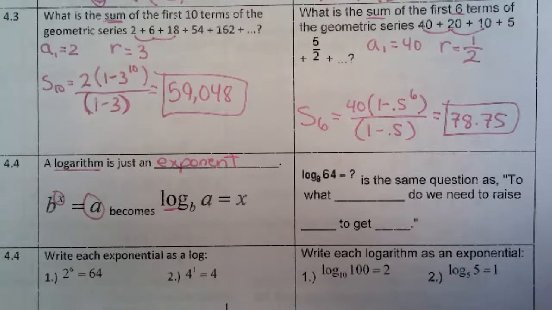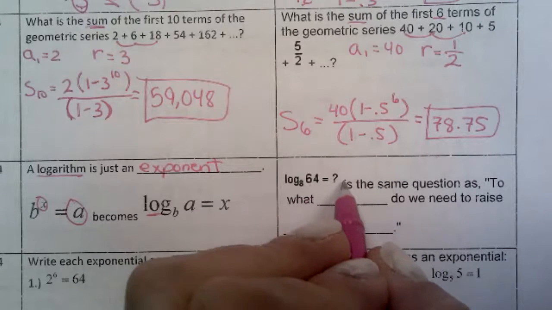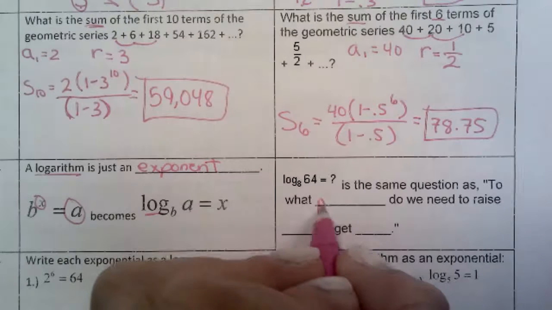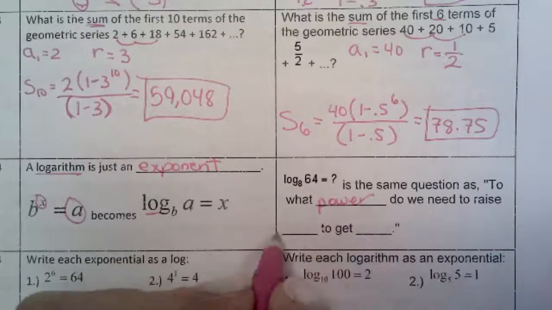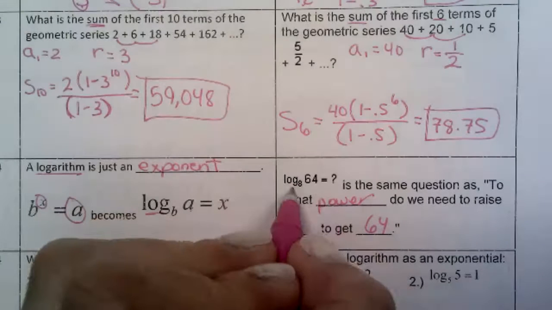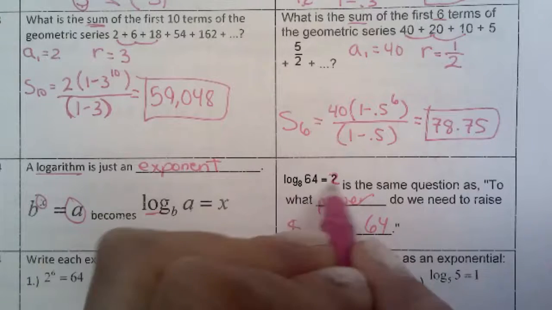Okay. So log base 8 of 64 equals question mark is the same question as to what power do we need to raise 8 to get 64? Okay, so that's all we're trying to figure out. We're trying to figure out what do we have to raise 8 to get 64. So this question mark here would be, well, 2, because 8 squared is 64.